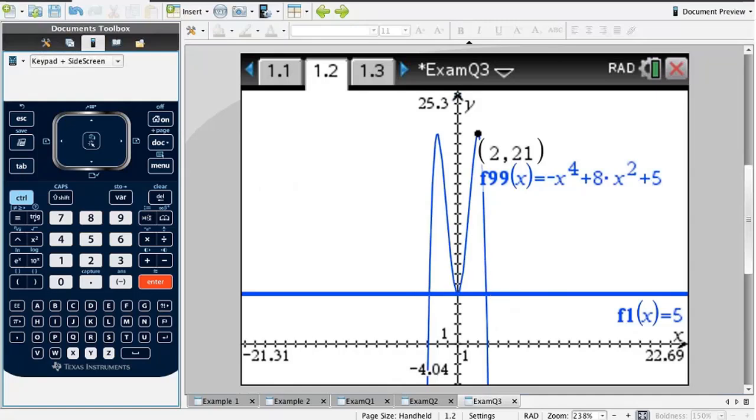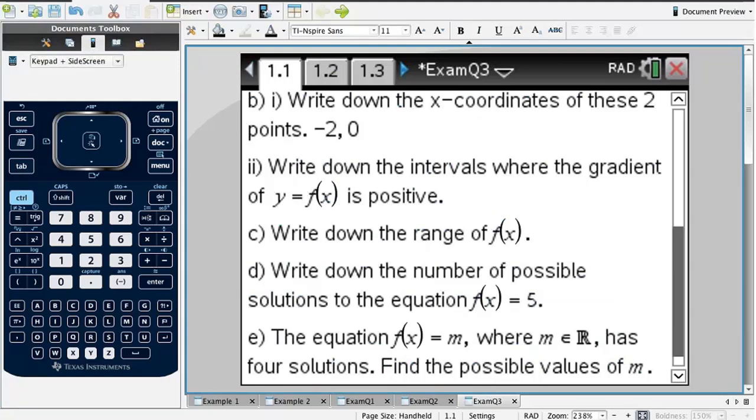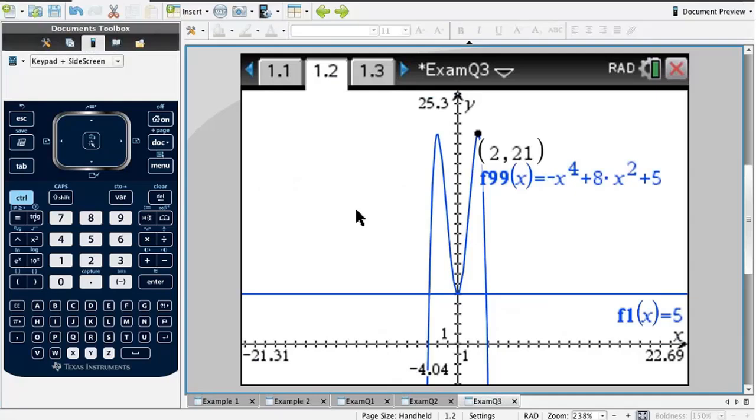And for the equation f(x) is m, where m is just a real number constant, it has 4 solutions. Find the possible values of m. So it's important that students understand that we need the horizontal line to cross the curve 4 times, and that'll be between when m is 5 and this top y value, which is 21.